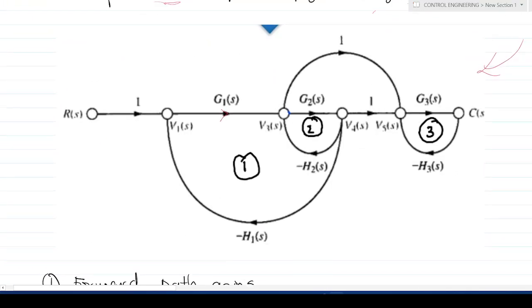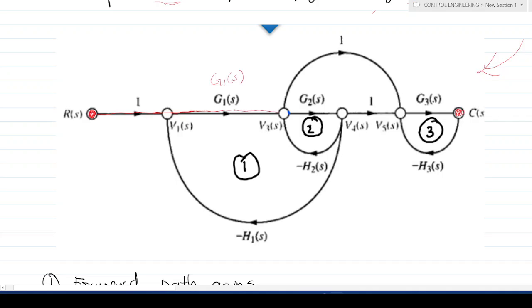So first, we're going to identify our forward path because in Mason's rule, you need to know the forward path gains. Forward path is basically the path you can use to get from the input, that's R(s), to the output, that is C(s). So let's try to go in that direction. So we can go this way. We have passed G1, so we have to pass G1.